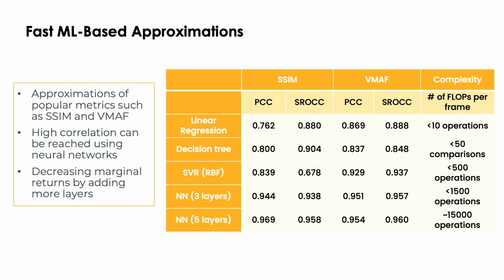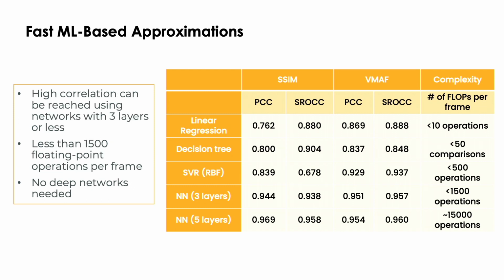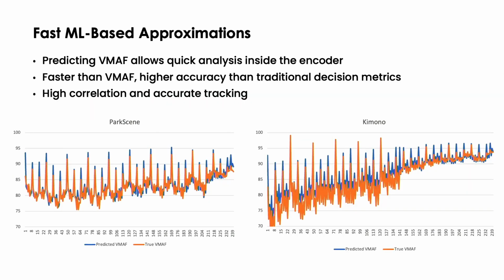Adding more layers will give you some additional returns, but there's a decreasing marginal improvement by adding more layers. So this seems very promising to us. It gives us the indication that, yes, we can integrate VMAF inside the encoder. We do not need to have the full computation; an approximation will typically be enough for the decisions that we're trying to make, and the shallow networks will be sufficient here.